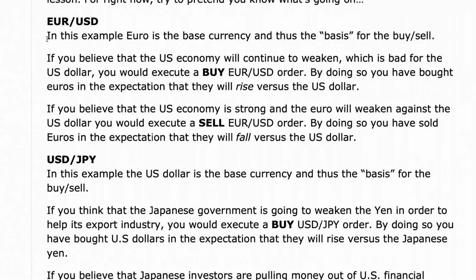As you can see right here, in this example, euro is the base currency. Obviously, guys, here we're dealing with a currency pair, so we have a base currency and a quote currency. So the euro is the base currency.